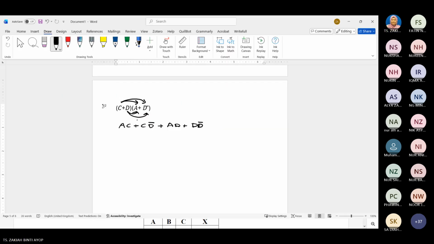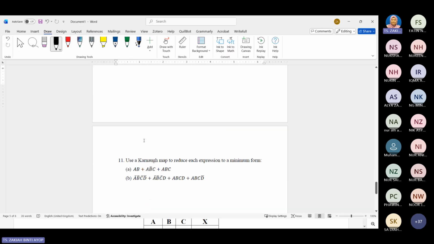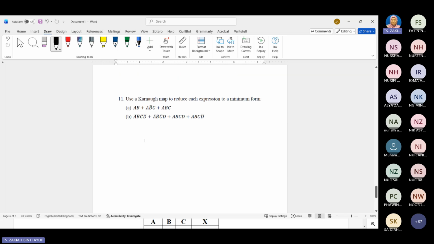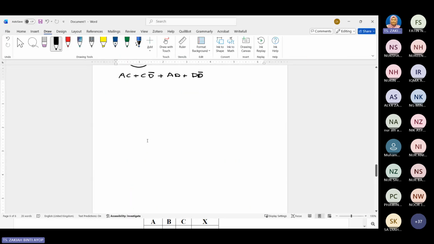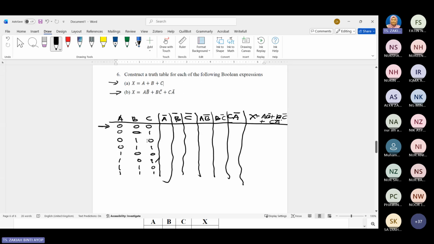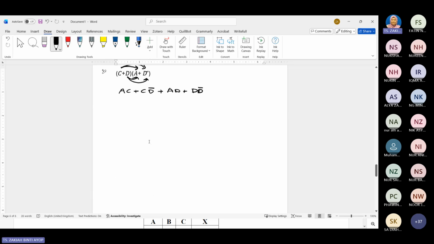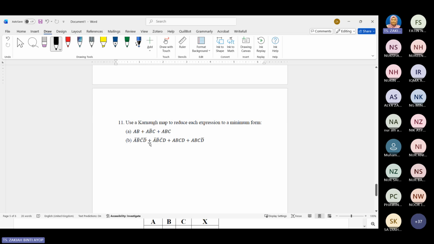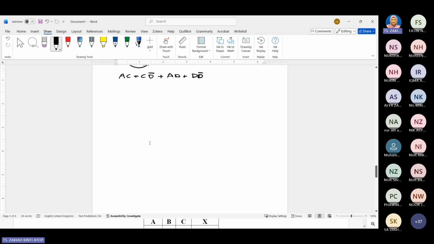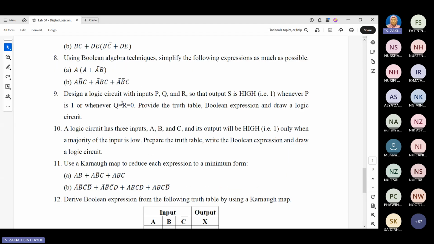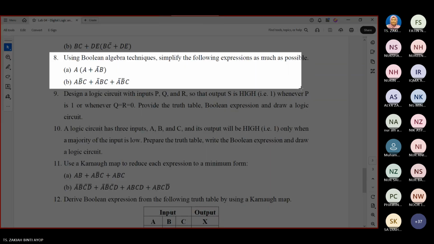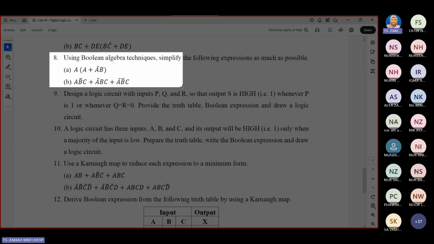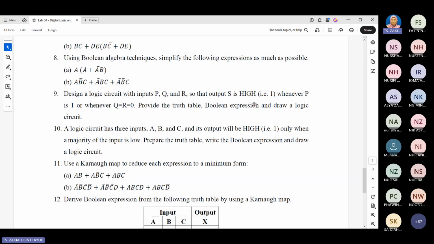Now, let's go to the second question. No, question 8. Okay, question 8. I forgot to put it there. Hold on. Now, I'll just copy the word simplify.